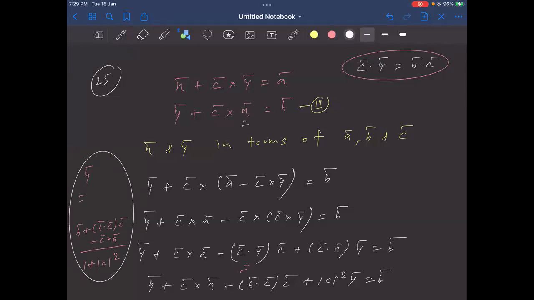Is it clear? Yes, sir. We similarly get the vector x also. Moreover, once we got y, we'll place the value of y in the first equation, we'll get the vector x. So this is one of the important aspects of the vector equation which we have to do.